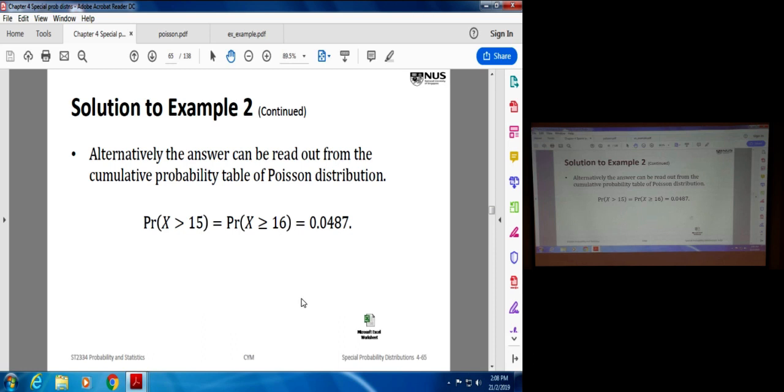If you like, you can go to this cumulative probability table of the Poisson. Again, we don't have this table, but essentially it's a table which gives you the probability that x is greater than or equal to 16 if lambda is 10. It's just the same number, as I said.